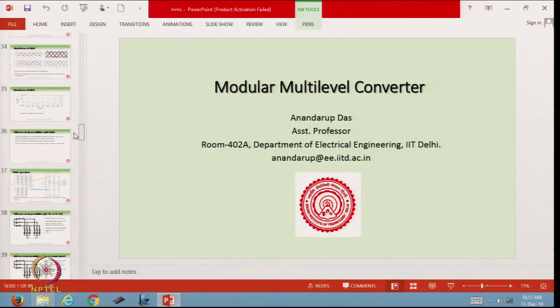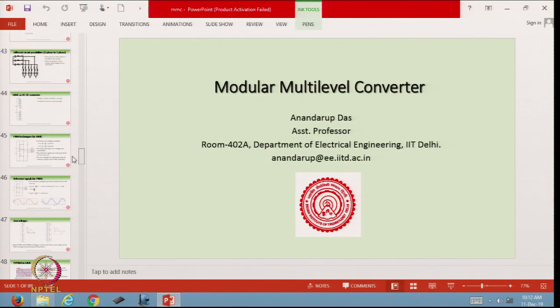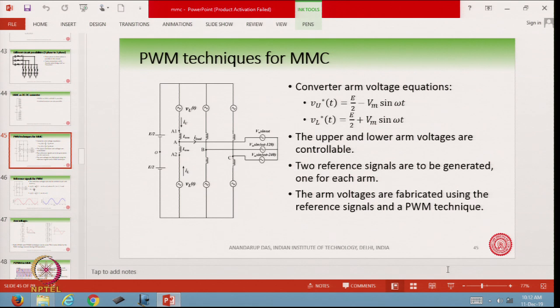Good morning and welcome to another lecture session on the modular multi-level converter. Today we will be covering the PWM techniques and the sorting algorithm in MMC. So, we will go directly to the PWM techniques.